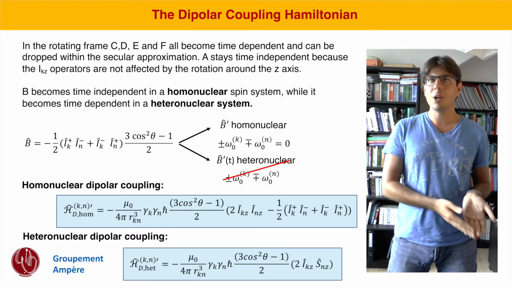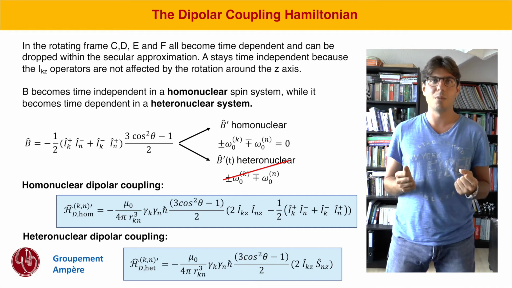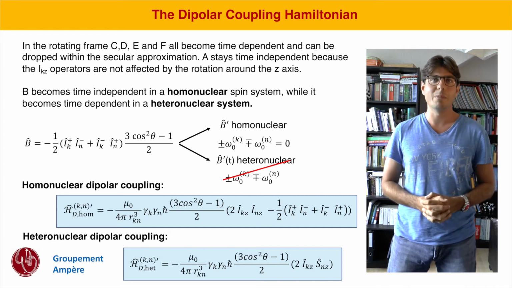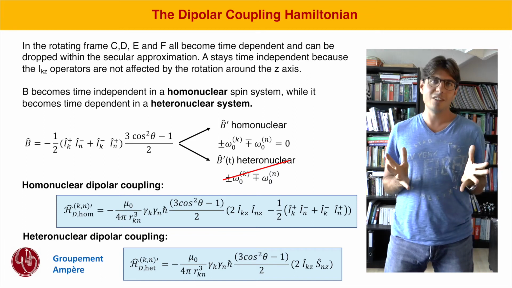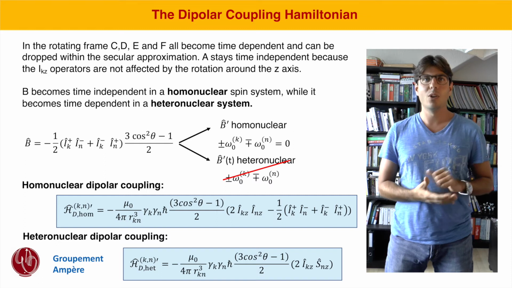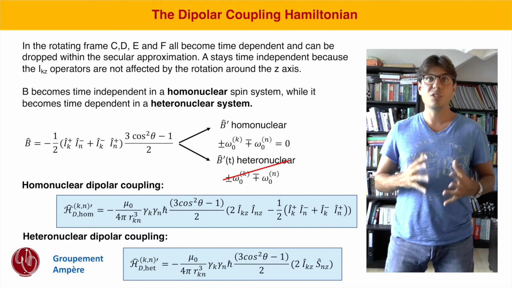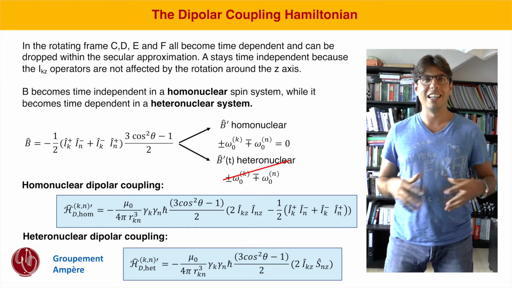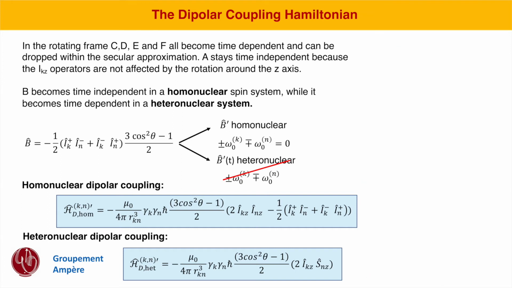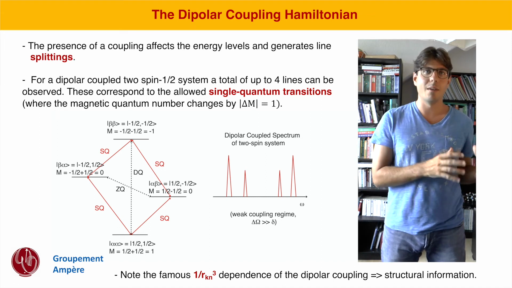What does this mean when we have a residual time dependence and we want to apply our secular approximation? Well, we can just drop it, meaning that in a heteronuclear spin system we can completely drop the B term, and the A term is the only thing that remains in our expression for the dipole coupling in the interaction frame.